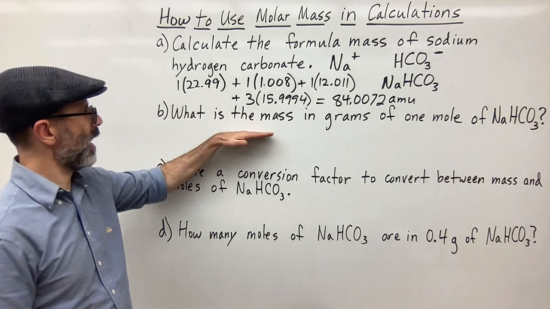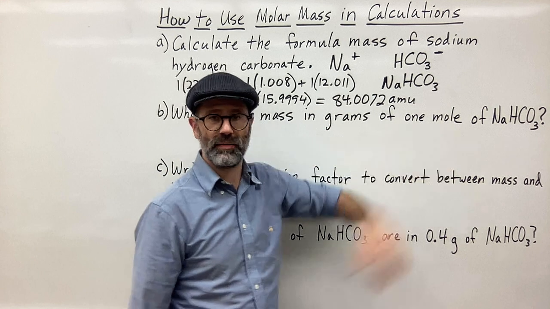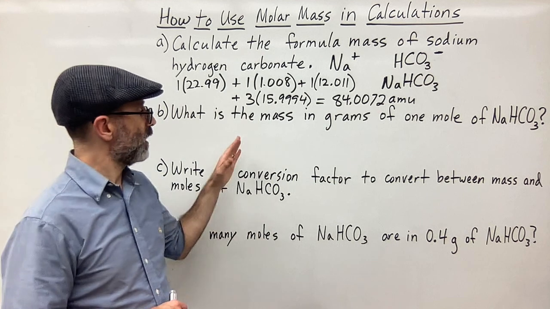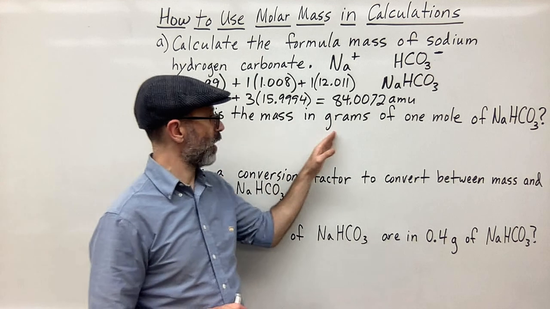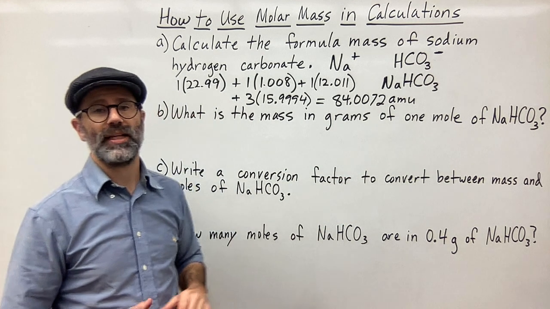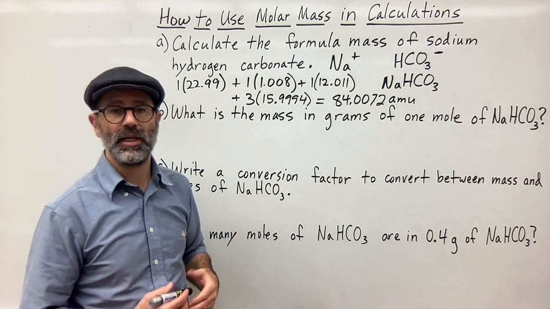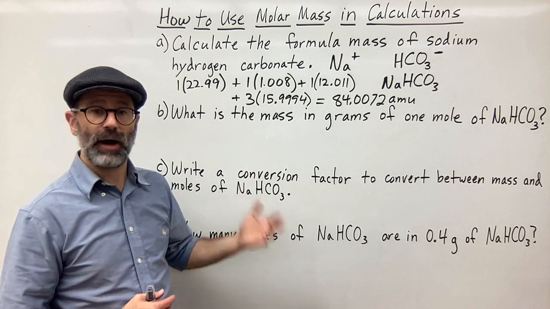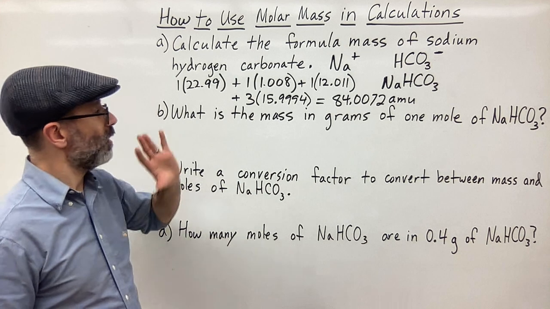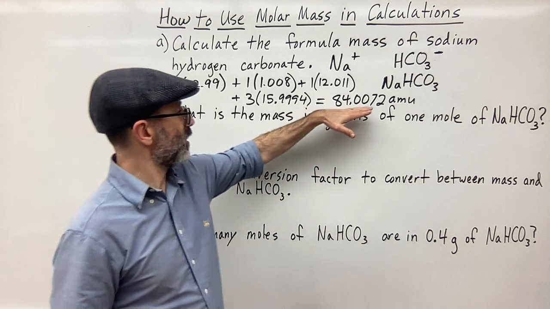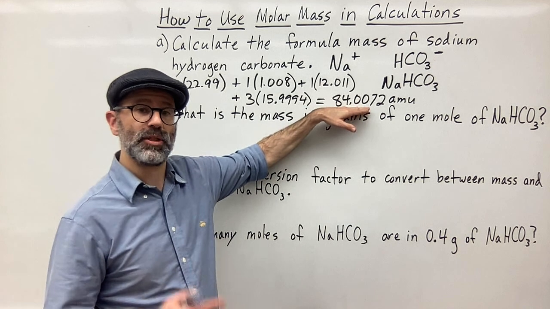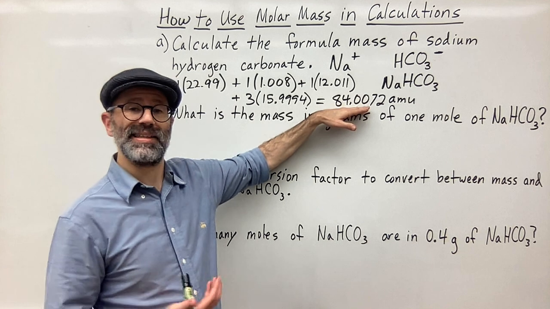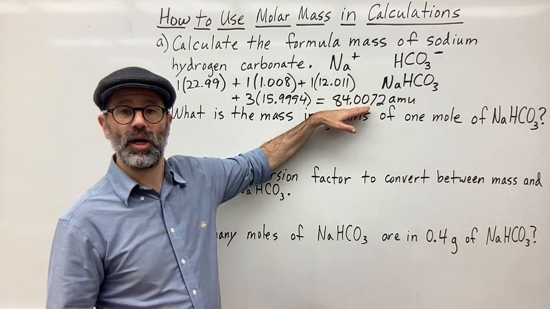They ask, what is the mass in grams of 1 mole of this substance? Well, if you think about it, here we have mass in grams per 1 mole. What does that sound like? That sounds like the definition of molar mass. The molar mass is the mass of 1 mole of a substance in grams, right? The great thing about this is that the mass of one unit of your substance in AMUs is the same number in grams for 1 mole.